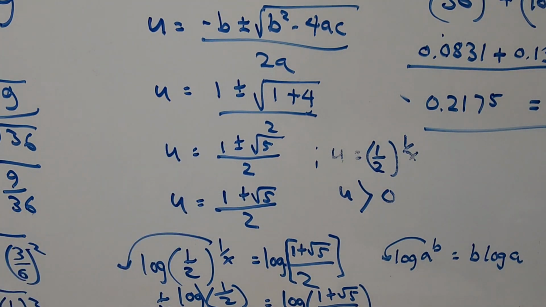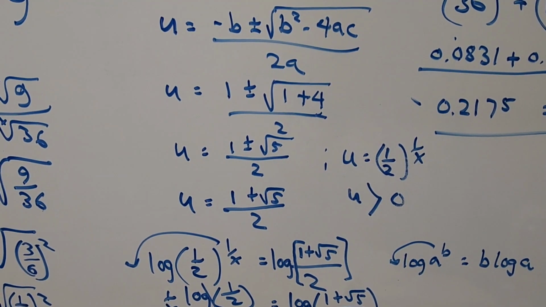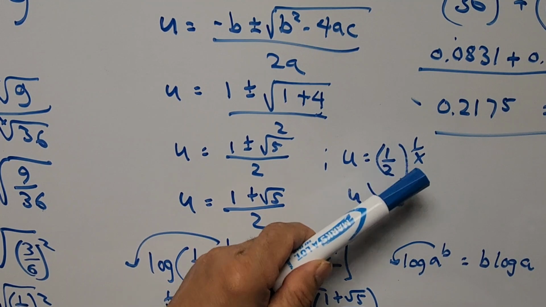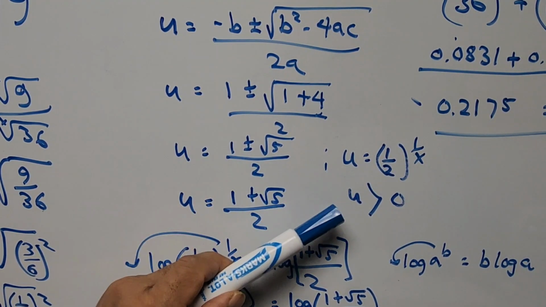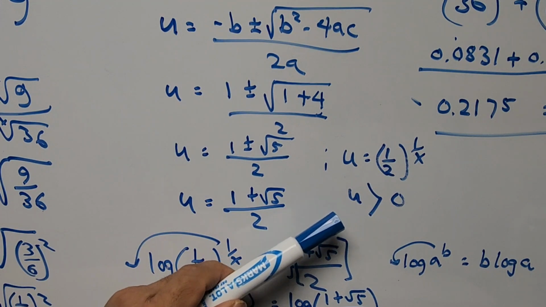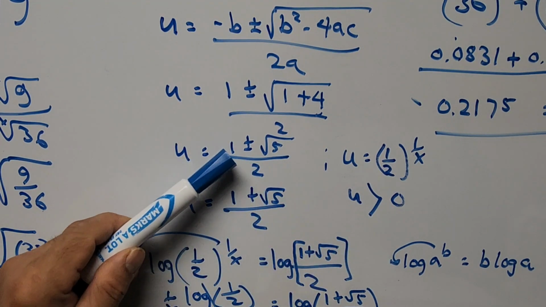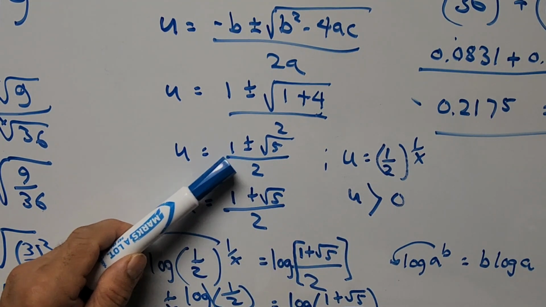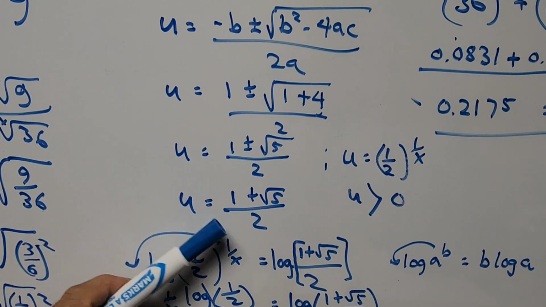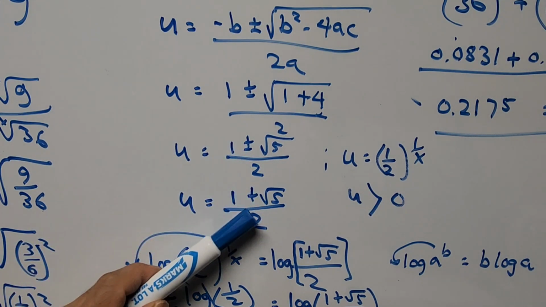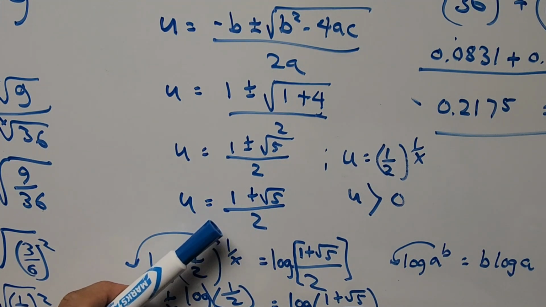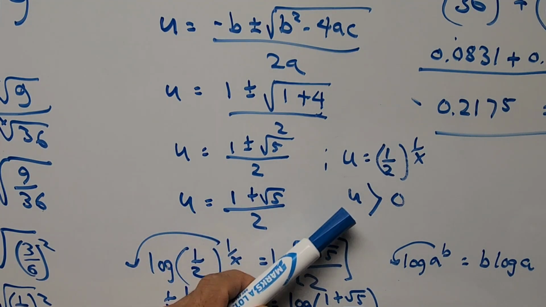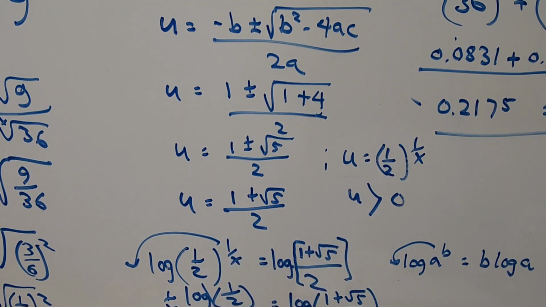Since here u is a substituted variable and u is equal to 1/2 to the power of 1 over x, and here u is an exponential function, so the value of u requires a positive value. So we're discarding the negative part of our answer, the other answer for u, so we're taking just the positive part, right here, positive square root of 5. This will give us a positive value of u, so that means u must be greater than 0.